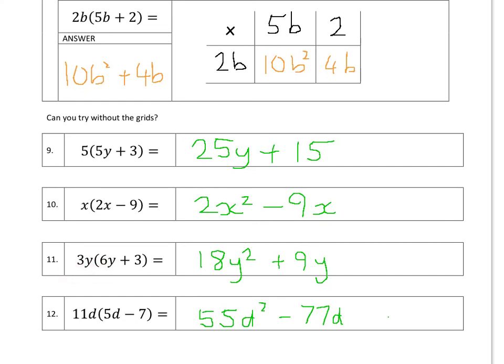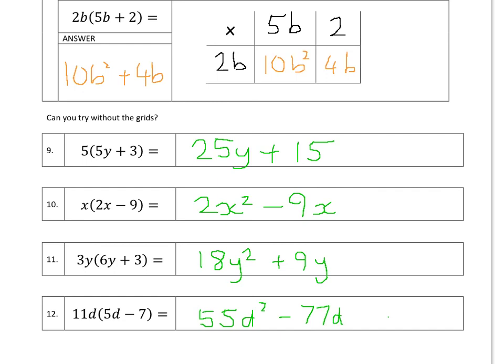So 3 times 6 gets me the 18, and I've got a y multiplied by another y to make y squared. I've got a 3y multiplied by a positive 3, so I get positive 9y. 11 times 5 is 55, and a d multiplied by d gets me d squared. And negative 7 multiplied by 11d. So negative 7 times 11 is minus 77, and there's my d.